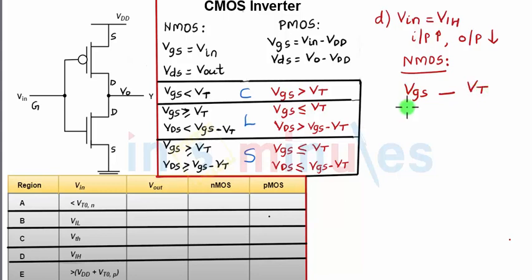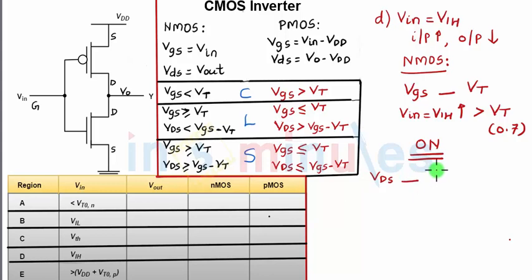VGS minus VT. VGS is nothing but Vin, which is equal to VIH, which is high, so nearly equal to VDD, which will be greater than threshold voltage, which is nothing but 0.7. So my NMOS transistor is on. Now what we need to identify is whether my NMOS is operating in linear region or in saturation region. Let's quickly do that. VDS versus VGS minus VT. VDS is nothing but Vout.